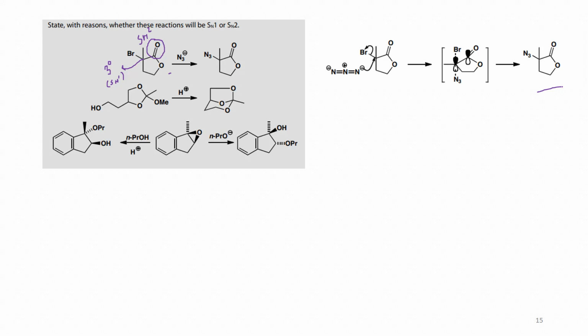and we get this as our product. In the second one, what is happening? This is a 5-member ring, but here you can see there is a formation of a 6-member ring. How is this possible? If this oxygen attacks this position, this is a bad leaving group, so it will take up this proton and turn into a good leaving group.